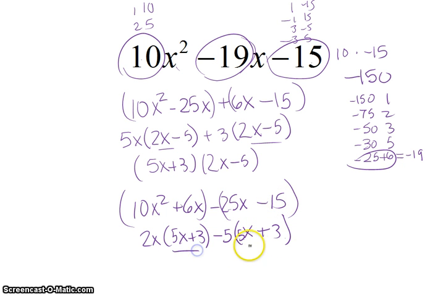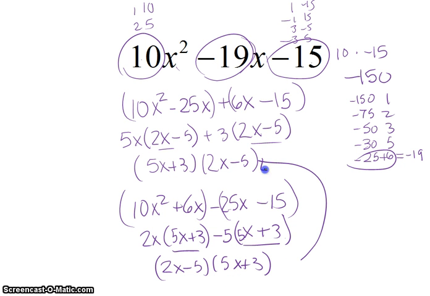So look, same factors, same binomials there. So this is 2x minus 5 times 5x plus 3, which is the same answer here, just written in a different order, which doesn't matter. So the message here is, it doesn't matter what order you put those two in, it should work.